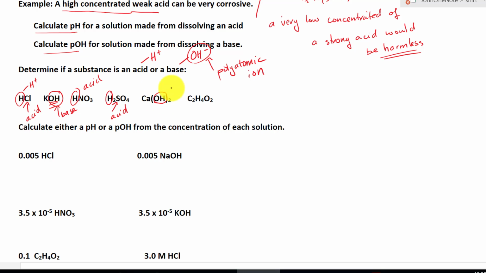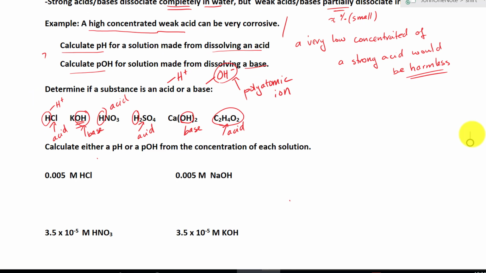Right away, you see that OH right there. This must be a base. And lastly, we have C2H4O2. Does it have an OH together? No. So right away, we have to assume this must be an acid. And this is the acetic acid in vinegar.